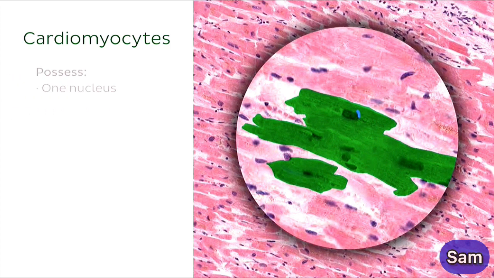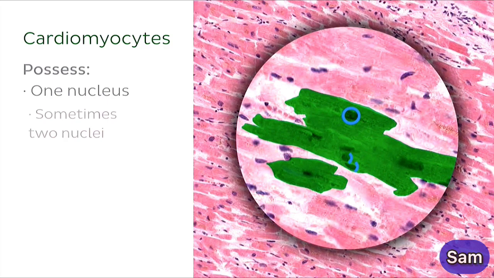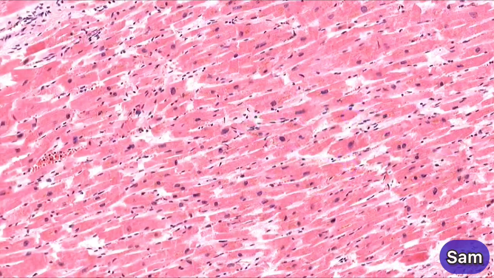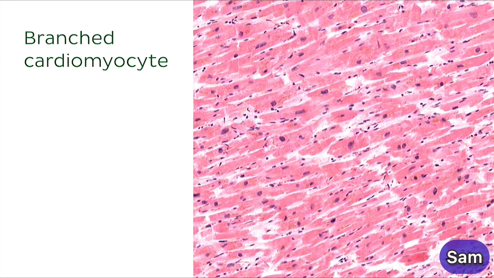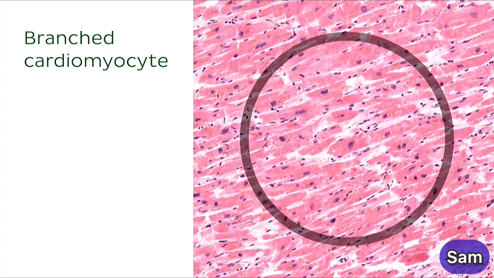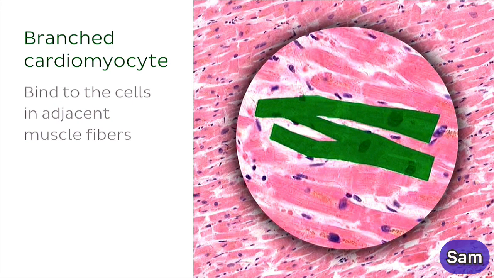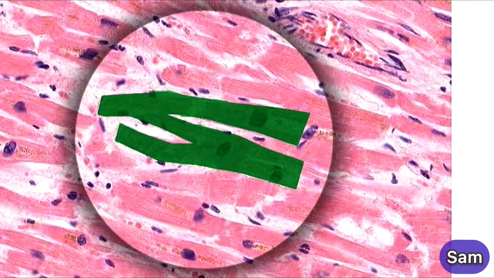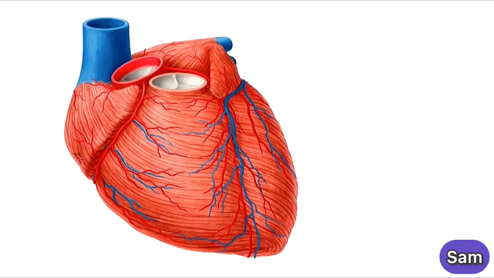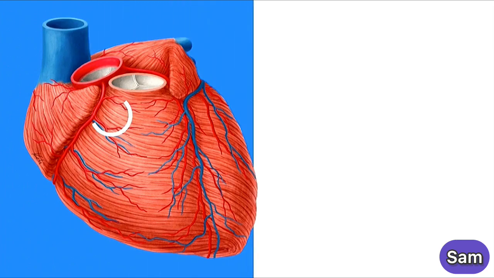These cells usually possess 1 but sometimes 2 centrally located nuclei, as you can see on your screen. For the most part, cardiomyocytes are branched, and here we see a micrograph highlighting exactly that. Such branched cardiac muscle cells often bind to the cells in adjacent muscle fibres. It should be noted that these branched cardiomyocytes are more often seen in samples taken from patients with hypertrophic cardiomyopathy, or enlarged heart muscle.